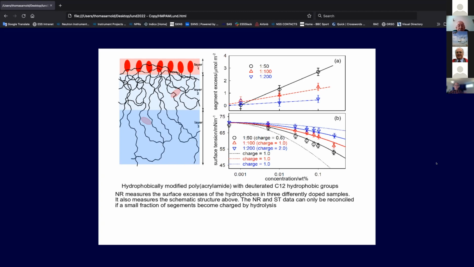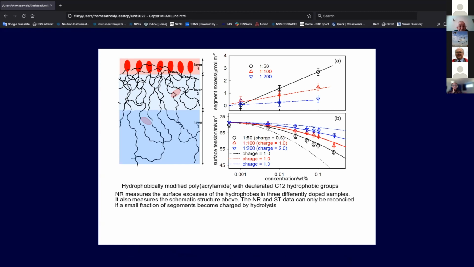The 1 in 50 is more surface active than the 1 in 200. But the problem with the diagram, which is not obvious, is that the surface coverage is so low that the slope should be nearly 0. So these are all much more active than they should be. This is the opposite of the deuterionics.